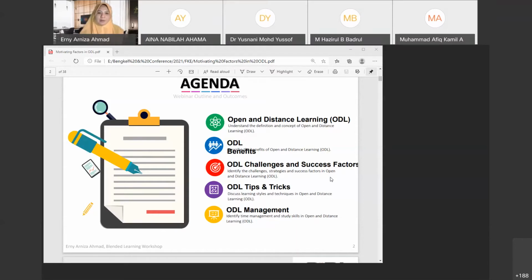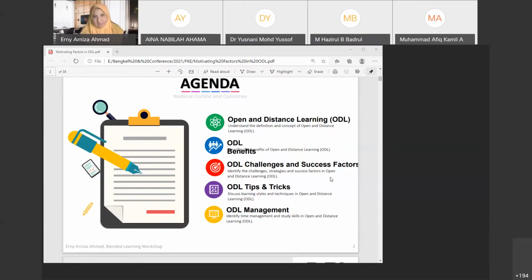And then we look into the benefits, because currently everybody is looking at the disadvantages of ODL. Everyone sees the problems, all these challenges of ODL, but only a few of us realize the benefits. I believe a few of us believe that there are still advantages and benefits of ODL. So I will focus more on the benefits.